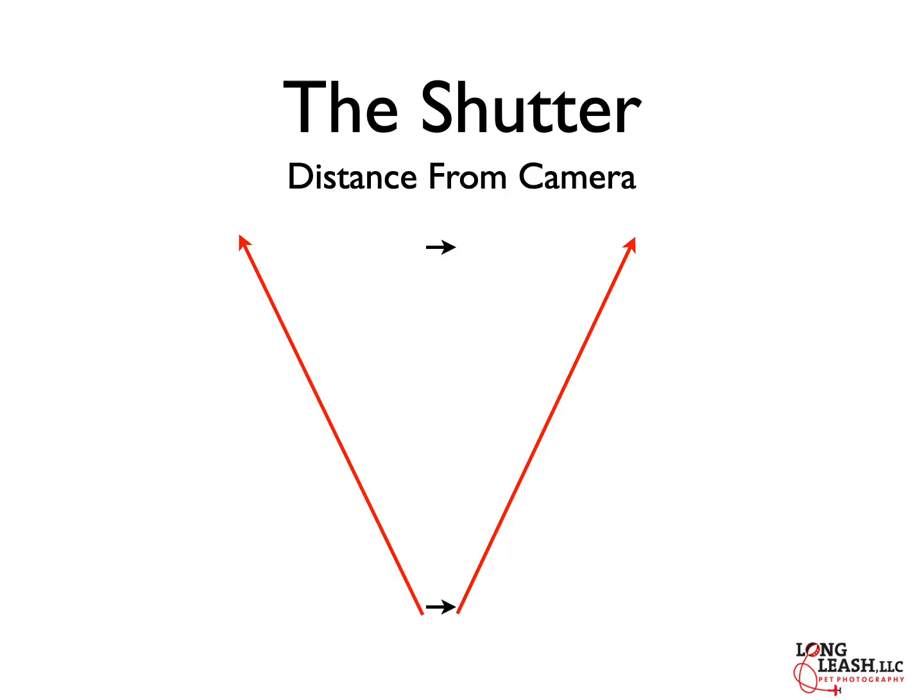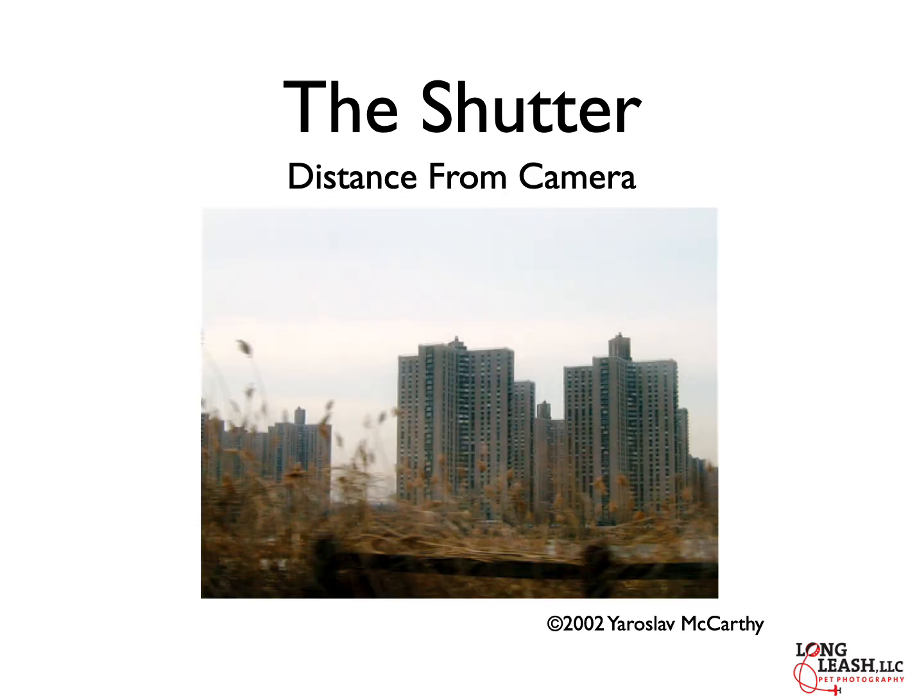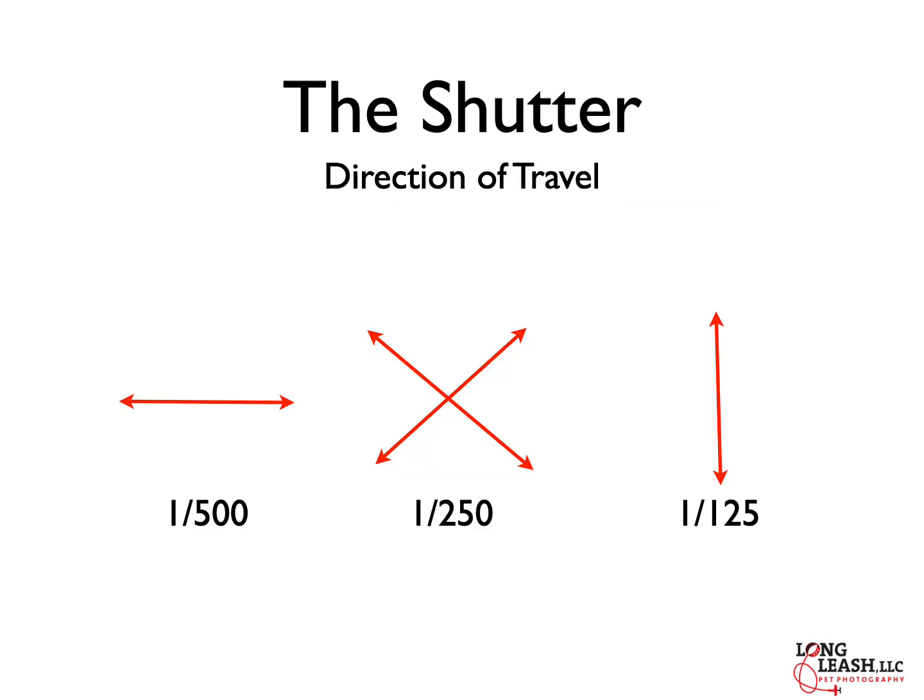The distance from the camera is also important. As you can see in this photo shot through a car window, the foreground images are all pretty much blurred, while the tall buildings quite far away in the background are not blurred as much because they're farther away. The direction of travel of your subject is also a factor.